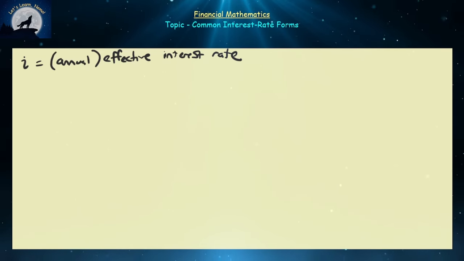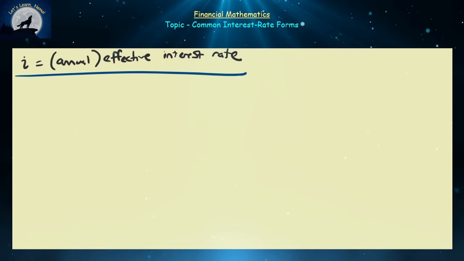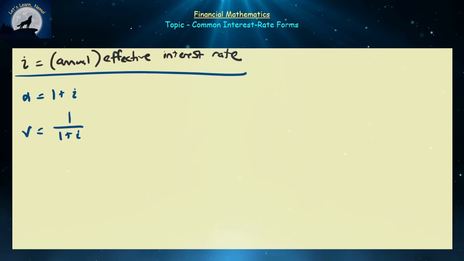So we have several different types of interest rate forms that we've discussed so far. So let's go ahead and summarize them into one nice little table. And for all of the comparison interest rate forms, let's write them all in terms of the annual effective interest rates. But you could technically rearrange all these formulas into any of the others by connecting the two in an algebraic puzzle, if you may. So let's assume i corresponds to your annual effective interest rate. So we have alpha, which is 1 plus i, and we have nu, which is equal to 1 over 1 plus i. So what are these?